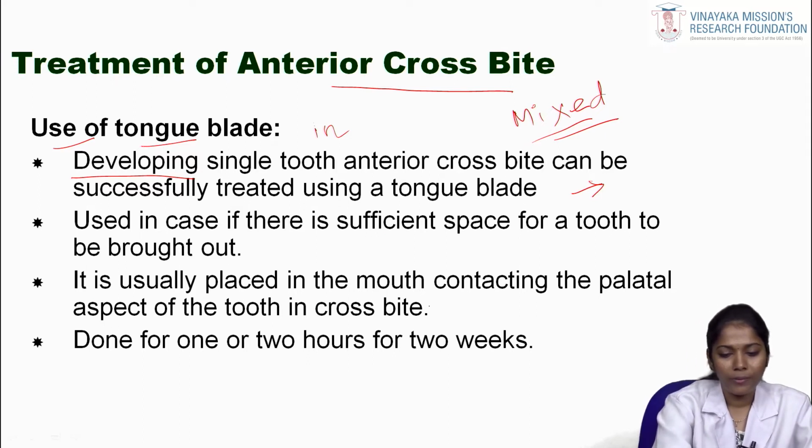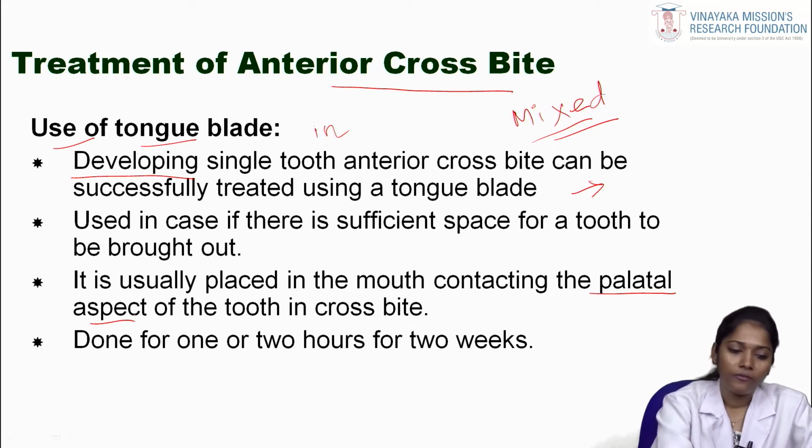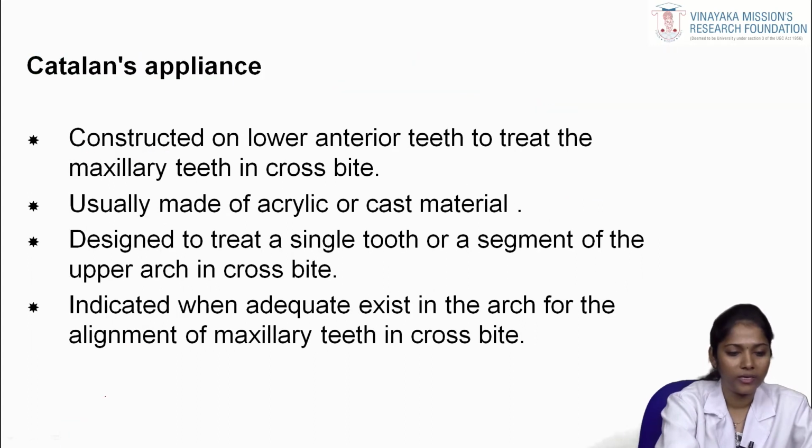So it usually is placed in the mouth contacting the palatal aspect of a tooth which is in the crossbite. That pressure which is applied from the palatal side, from the tongue blade, is going to help in correction of this crossbite. But the disadvantage of this method is that the patient has to give a good amount of compliance. Patient should be very cooperative, otherwise this procedure will fail.